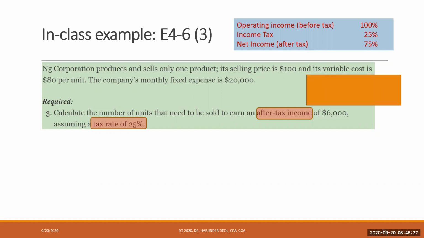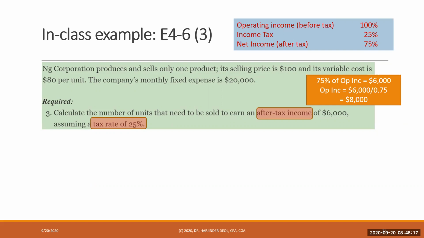Okay? So to do that, I essentially say 75% of my operating income should be 6,000. So operating income, therefore, should be $6,000 divided by 75%, or 0.75, to get $8,000. And that's basically the required net income, 6,000 divided by 1 minus the tax rate. Tax rate is 0.25. 1 minus 0.25 gives us 0.75. 6,000 divided by 0.75 equals $8,000 in before tax operating income.